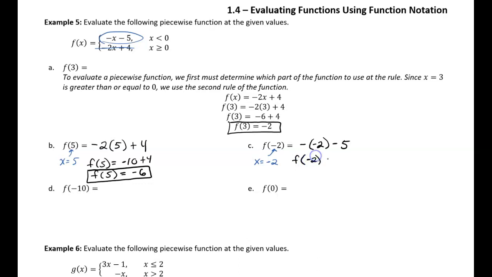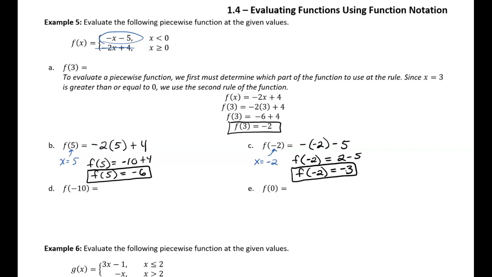And here it's really important that we keep track of these negatives. There was a minus from the function, a minus from the value. So negative turns positive. So now I have 2 minus 5. So f of -2 is equal to -3. And there it is. The x value is -2. The y value, the function value, is -3.